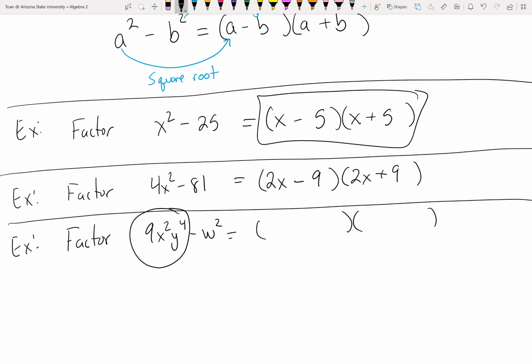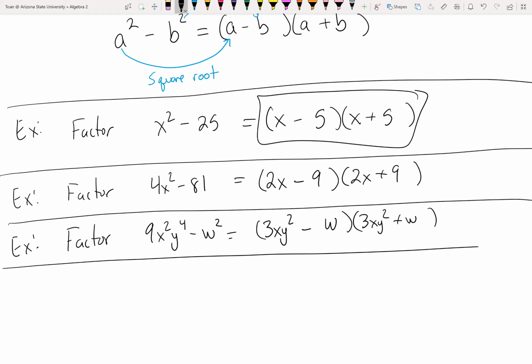What is the square root of 9x squared y to the 4th? You just have to take it one piece at a time. The square root of 9 is a 3. The square root of x squared is an x. And the square root of y to the 4 is y squared. What is the square root of w squared? Well, that's just a w. And then, of course, one will be a minus, and the other will be a plus.